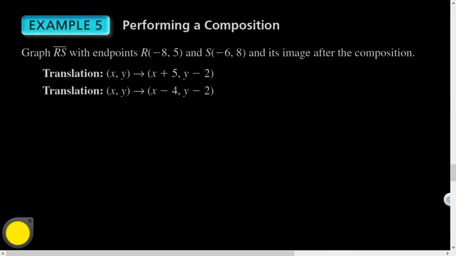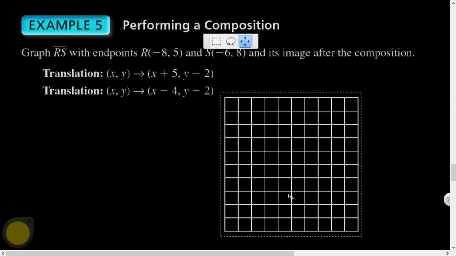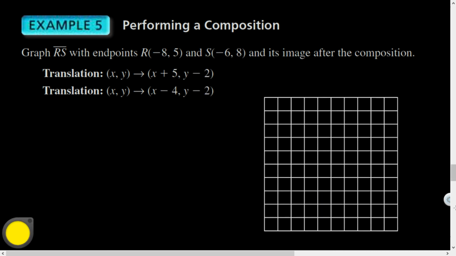Example 5. Here we have multiple translations occurring to the same sketch. What do I know about my beginning and my end results? They're going to be congruent to each other. So here we go.